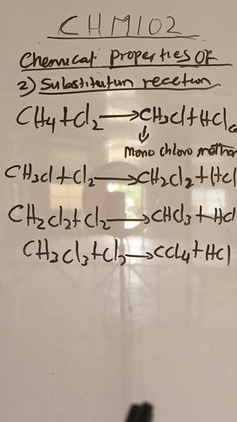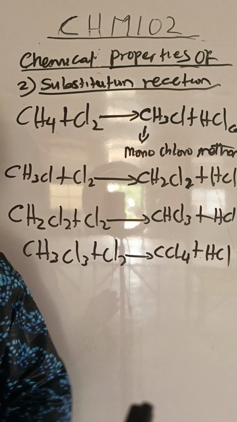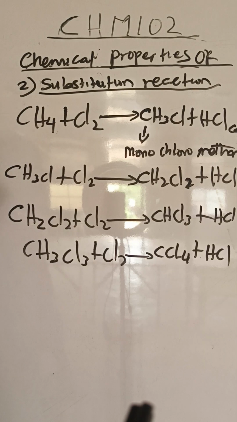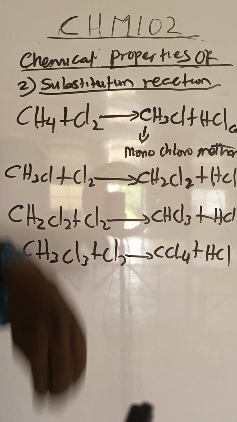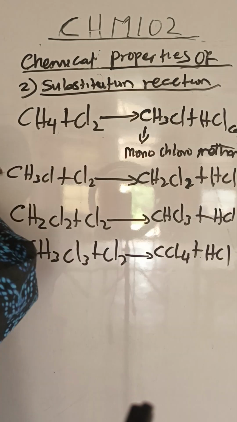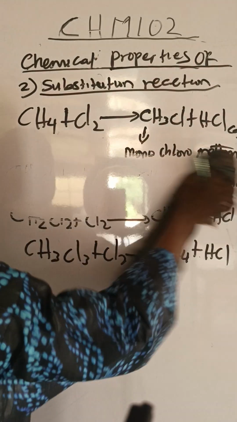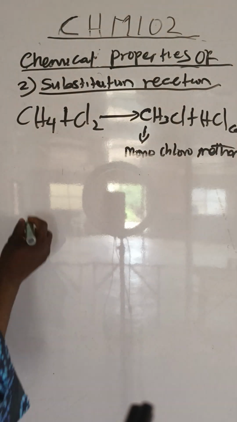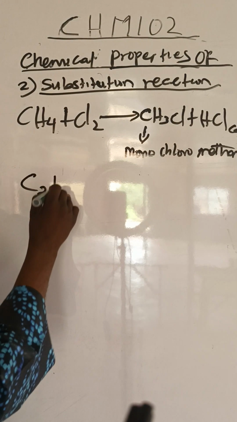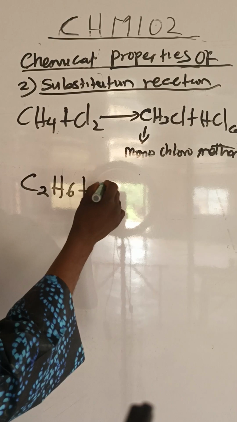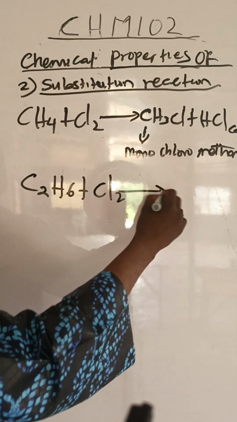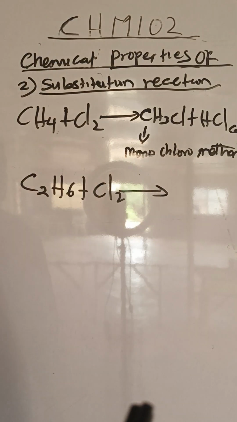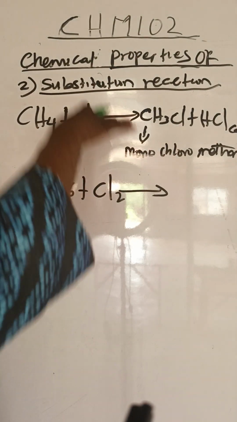So let me give you an assignment. When you are done with the assignment, make sure you send it to me on WhatsApp. Please try to check the video back to back. The assignment: write all the chlorination of ethane, C2H6 plus Cl2. What will it give us? The way I wrote all the chlorination of methane, you write it for ethane.